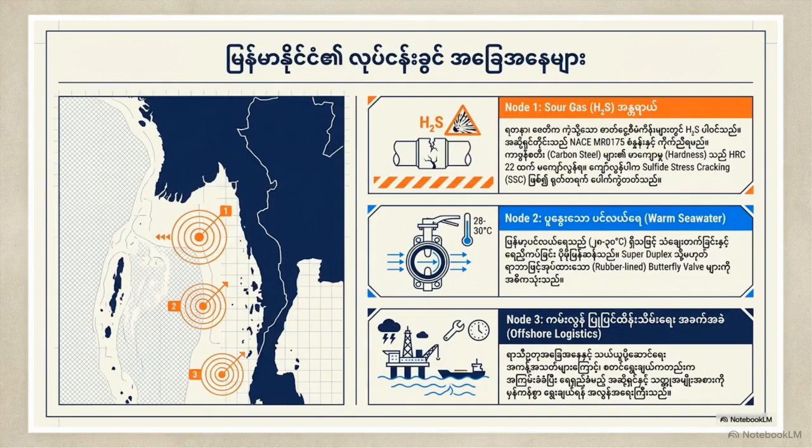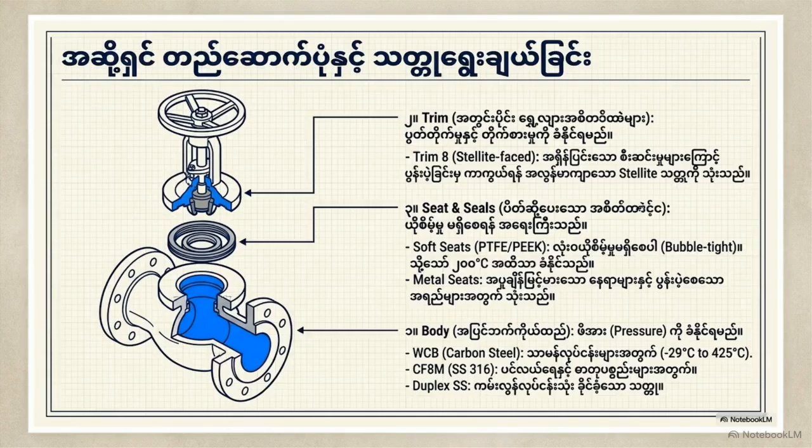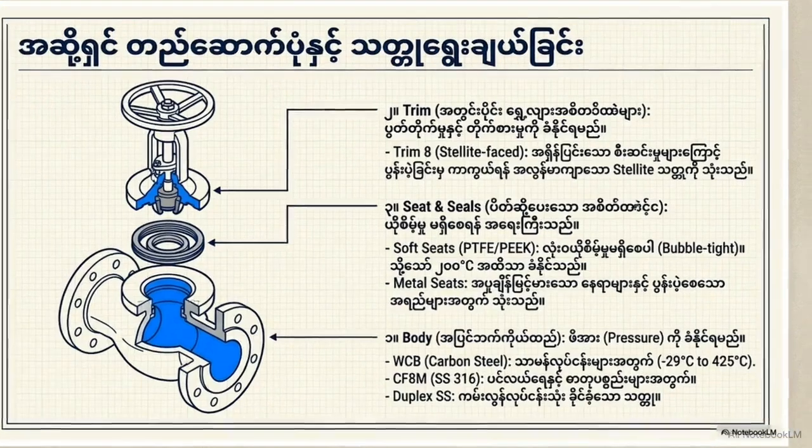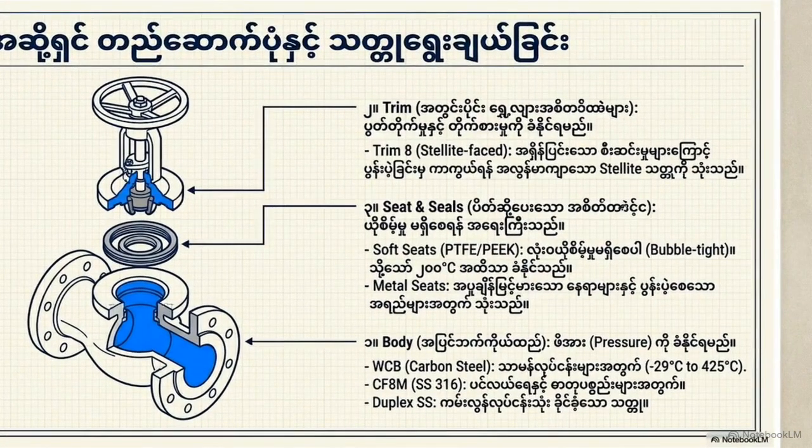This data maps environmental hazards in the Andaman Sea. Node 1 shows the system handles sour gas with 5% hydrogen sulfide, a highly toxic compound. Node 2 highlights the external threat, constant 30-degree warm seawater exposure, which drastically accelerates equipment corrosion. To survive these conditions, engineers must solve a three-part material equation. In this exploded diagram, we see the pressure-containing body, the internal trim, and the seating elements. Each component must be independently matched to the specific process fluid.